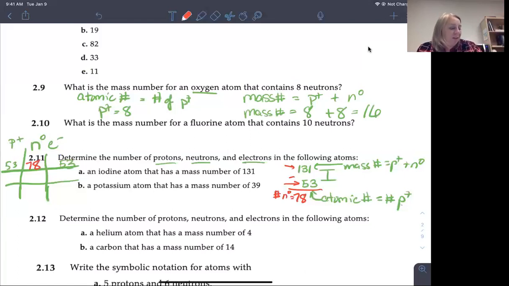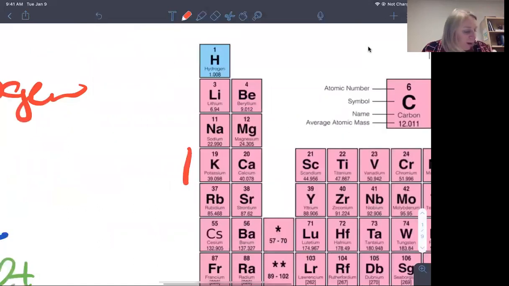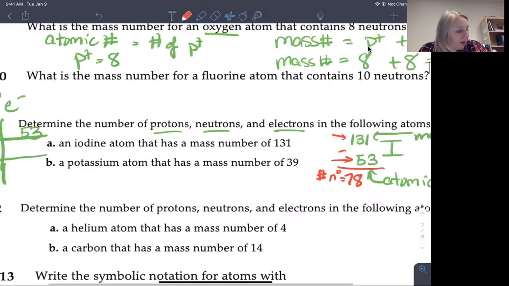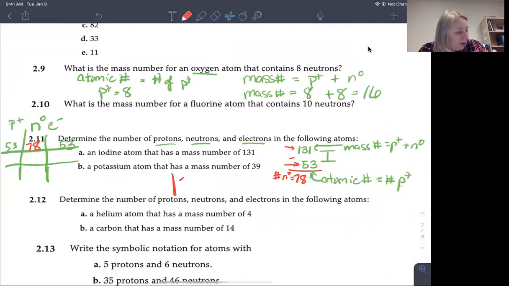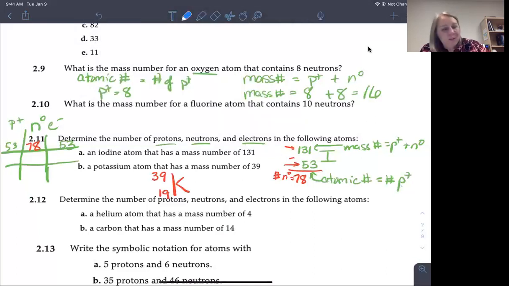Okay, a potassium atom that has a mass number of 39. So I'm going to look for potassium. When I look over here, I find potassium right here. I see that my atomic number is 19. So I'm going to come down and say, okay, I have a potassium atom. It has an atomic number of 19, and it has a mass number of 39. See how it's nice and lined up there for me? I was doing too much of a grid, but that's okay. Okay, so my number of protons is 19.